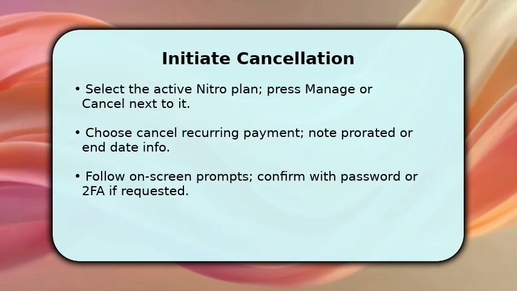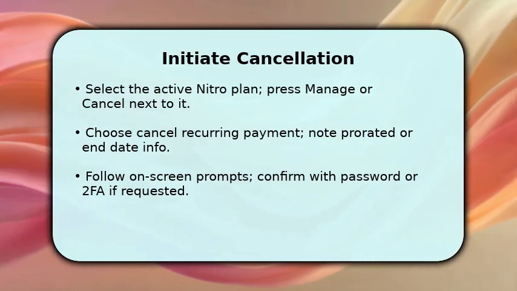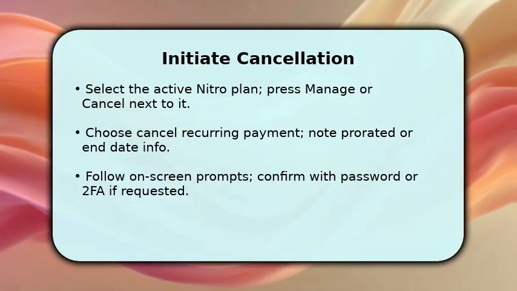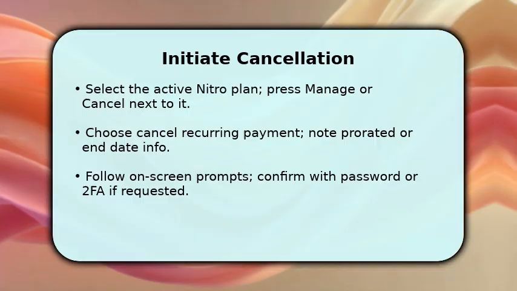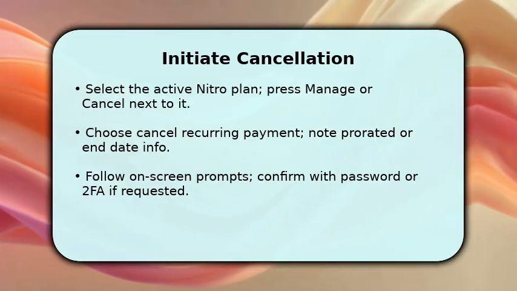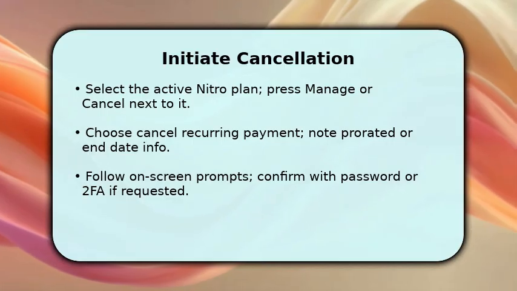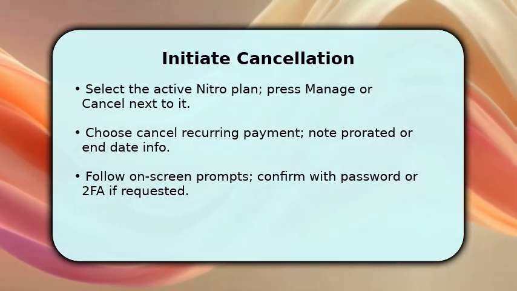Once you've opened the subscription details, select your active Nitro plan and press Manage or Cancel. You'll be presented with options to stop recurring billing. Pick Cancel Recurring Payment to prevent future charges, and note whether access ends immediately or at the billing period's end.